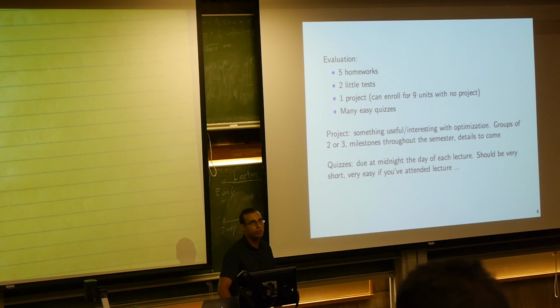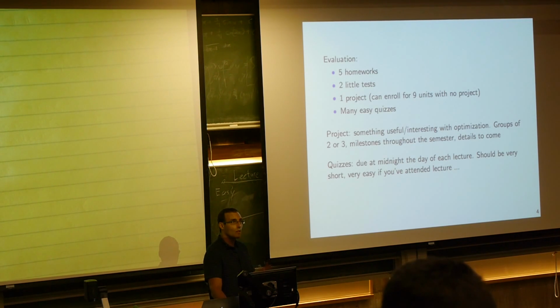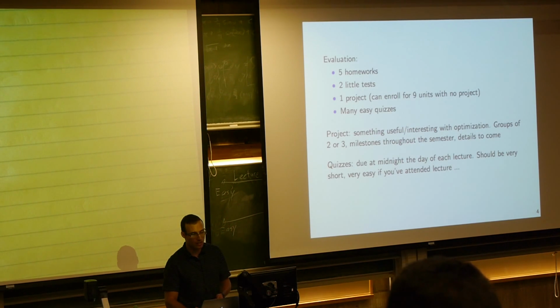You'll get details about the project as the course goes on. You have 2 milestones basically to meet, and then the project to submit and present at the very end. If you don't want to do the project, then you can sign up for a 9-unit option of the course where you're graded on basically everything else but the project.